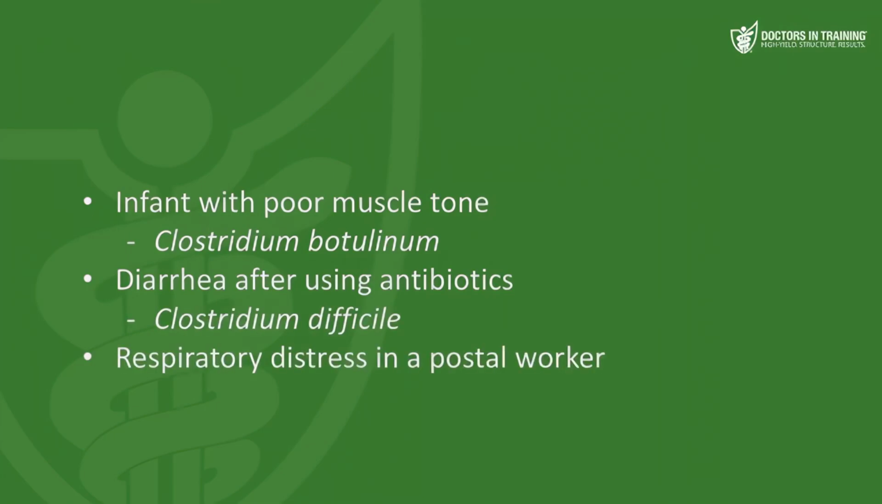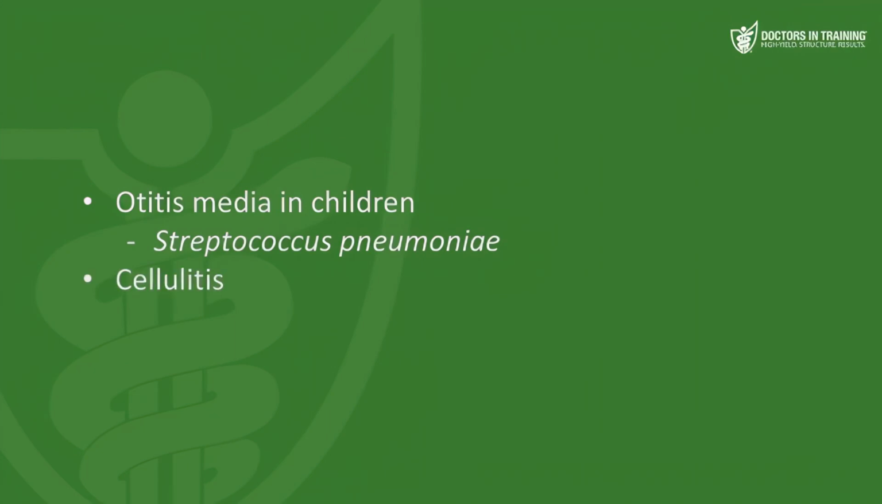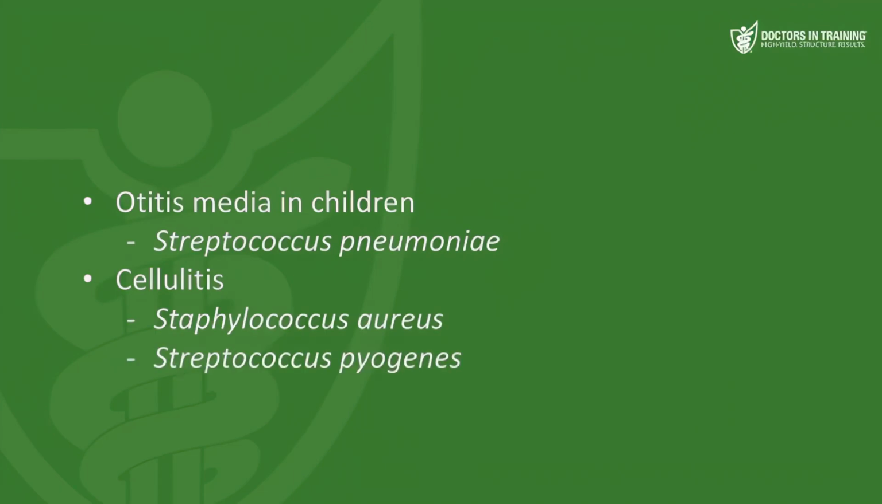Respiratory distress in a postal worker, what we're going for here is Bacillus anthracis. Right after 9/11, there was a huge concern that there was going to be inhalation anthrax spread through the postal service as an agent of biological warfare. Then otitis media in children is most commonly Strep pneumo if it's bacterial at all. Now, lots of times, otitis media is a viral infection. And then cellulitis is most commonly going to be Staph aureus and Strep pyogenes, or group A strep.